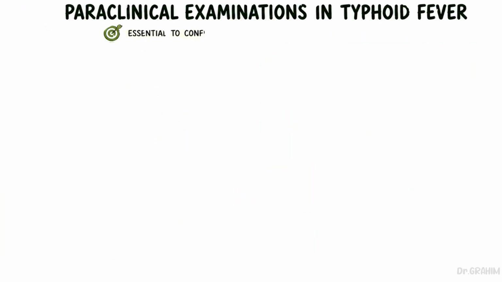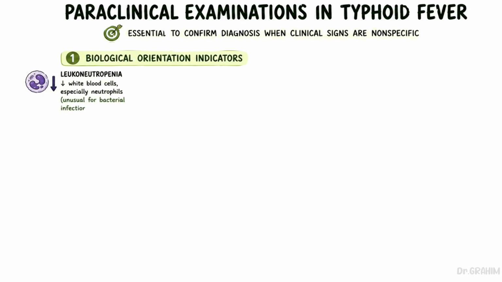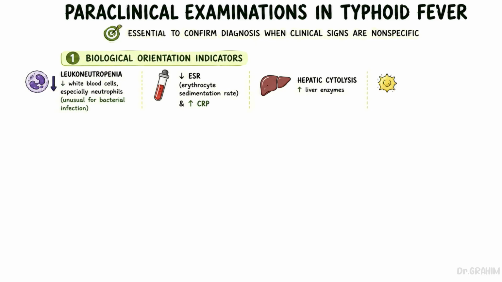Paraclinical tests are essential to confirm the diagnosis of typhoid fever, especially when clinical signs are non-specific. Before performing specific tests, certain blood analyses may suggest the presence of typhoid infection: leukoneutropenia, or a decrease in white blood cells, particularly neutrophils, which is unusual for a bacterial infection. The erythrocyte sedimentation rate may be low, while CRP, C-reactive protein, is elevated. Hepatic cytolysis with increased liver enzymes. LDH or lactate dehydrogenase may also be elevated, indicating cellular distress.